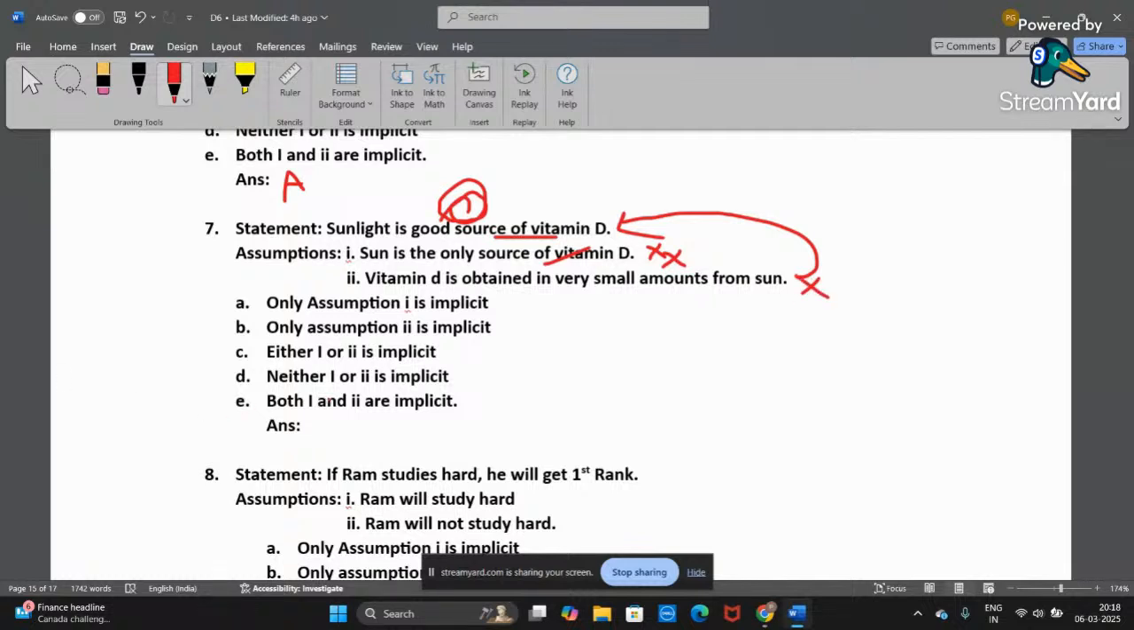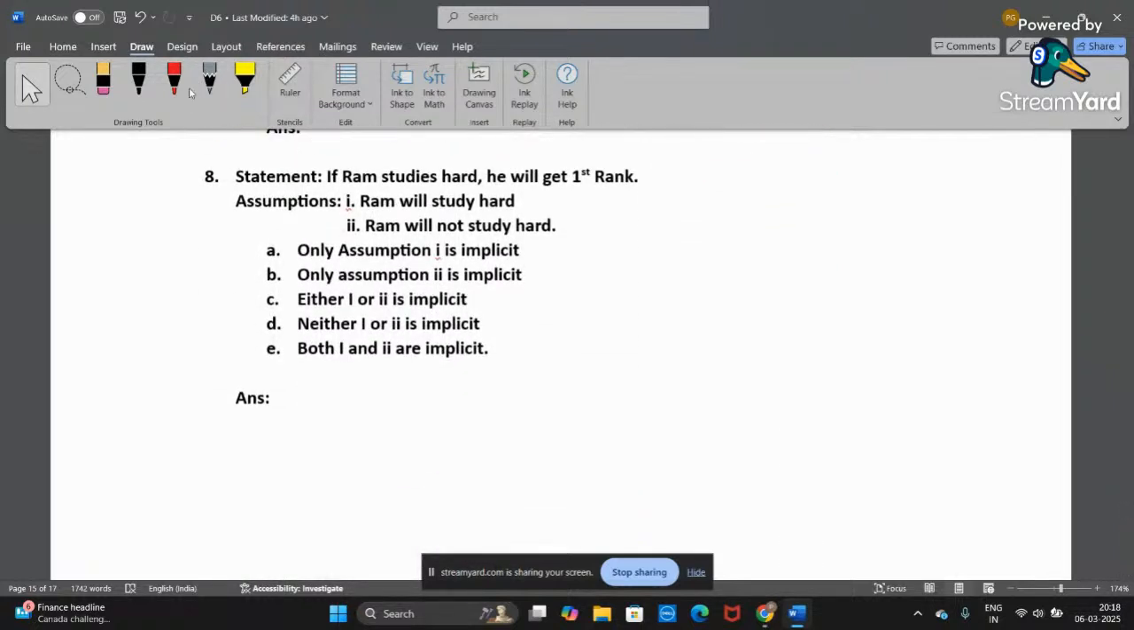So the option will be, see, this is not the option, this is not the option. Either one or two, no. Neither one nor two is implicit because both are wrong. None of them are correct, right? So we need to select neither one nor two is implicit. Now let's move on to the next one.